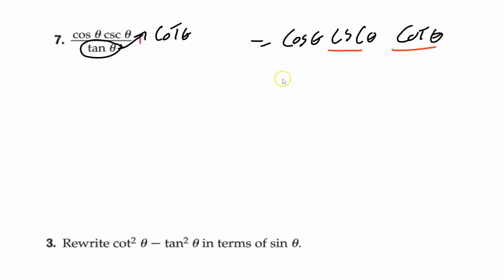Right? I'm going to leave cosine. You always leave cosine and sine. Those are golden. Cosecant you want to change. 1 over sine. You have to know your identities, man. Again, cannot do this without the identities.